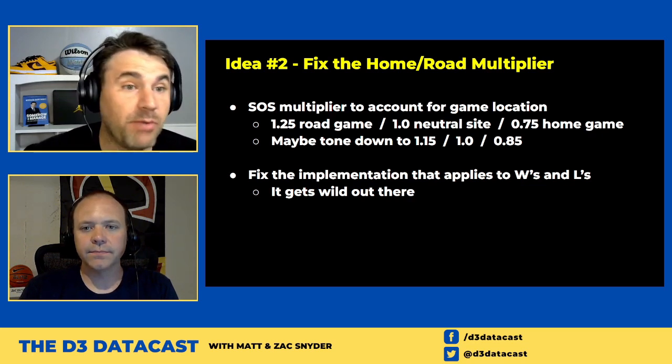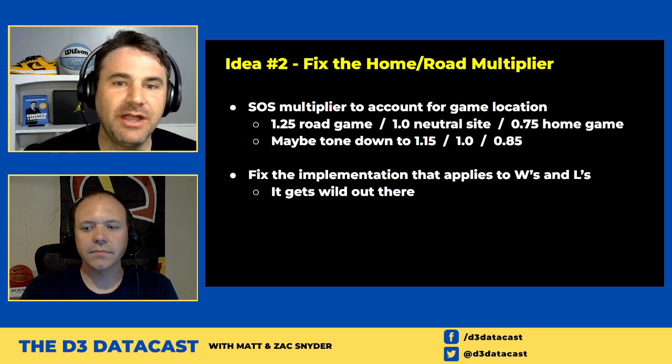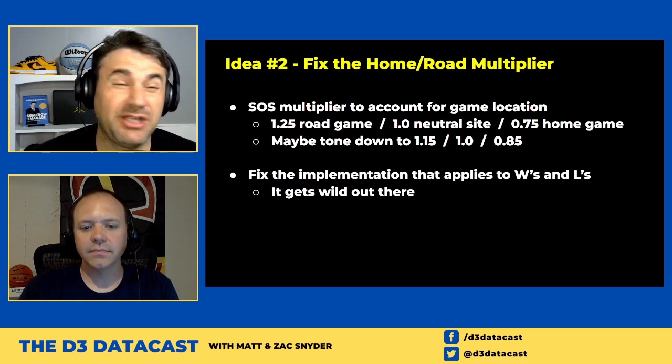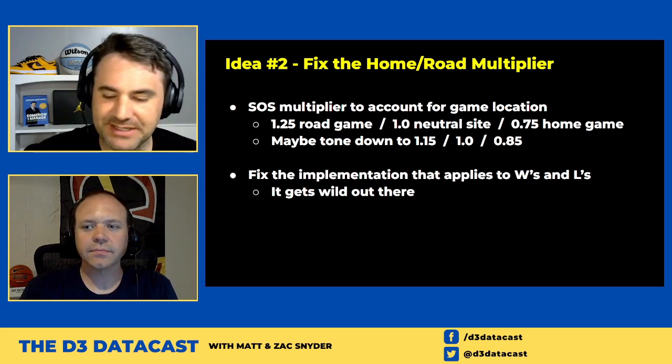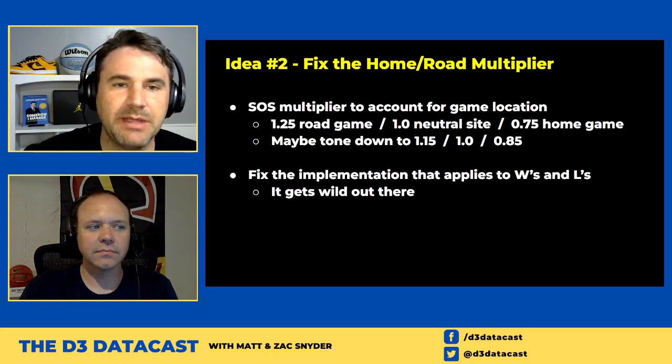So when it comes to that home road multiplier, like I said, I want to tone that down a little bit, but then I also want to fix the math on the implementation of how that multiplier is applied to the wins and losses a team sees. The math gets kind of wild, and I'm going to show us an example of how it's currently implemented and maybe how I'd recommend it be implemented.